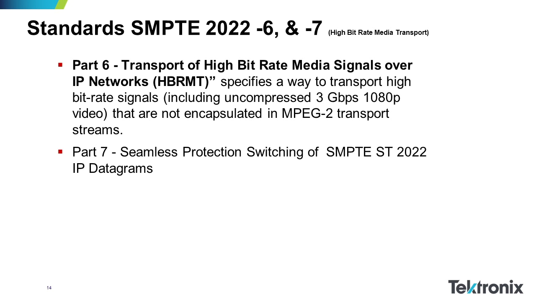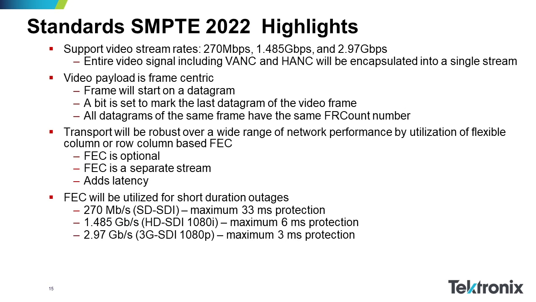The seamless protection switching then is the Part 7. So the highlights of this, it deals with down to 270, 1.485, and 3 gig. Like I said, it just encapsulates. You just take the data, throw it in IP packets, and ship it on its way.